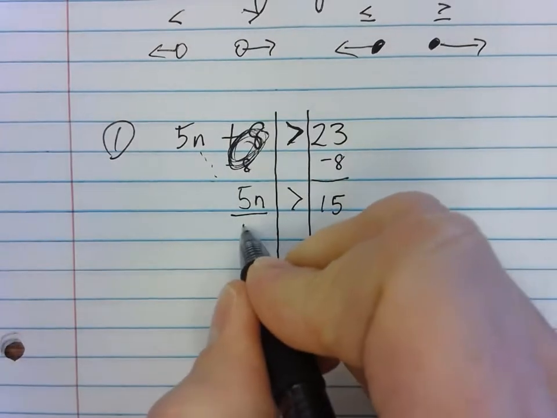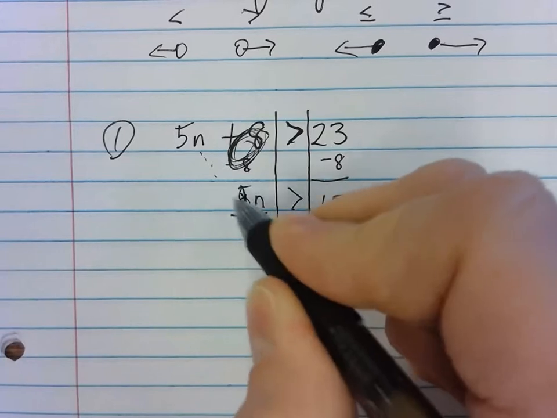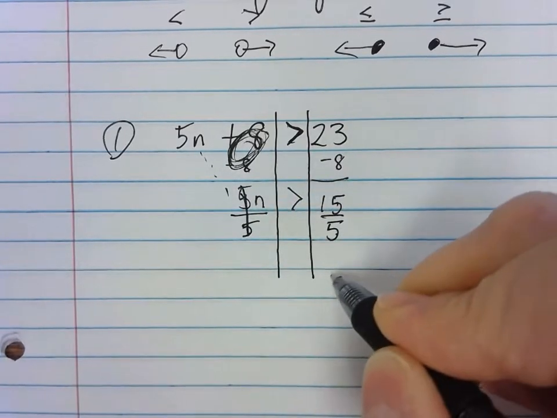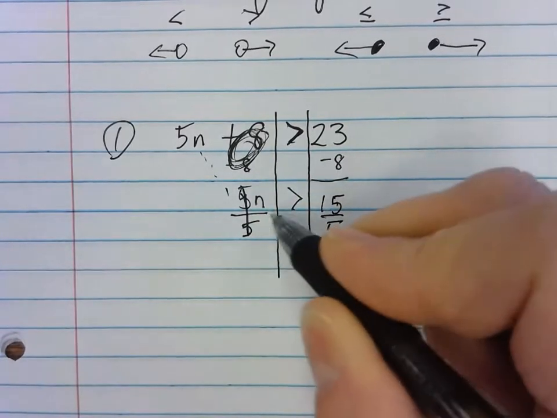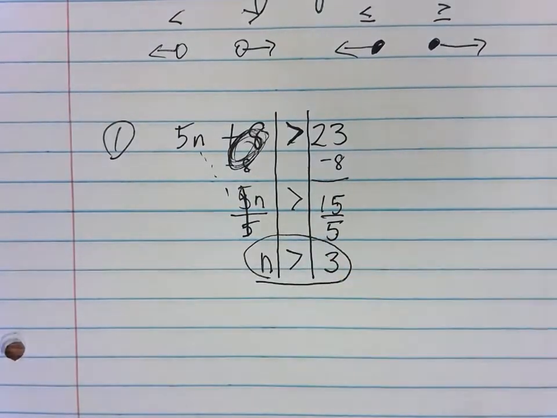And then of course you're going to divide both sides by 5. 5 divided by 5 is 1. 15 divided by 5 is 3. So you've got n is greater than 3. Okay, n is greater than 3.